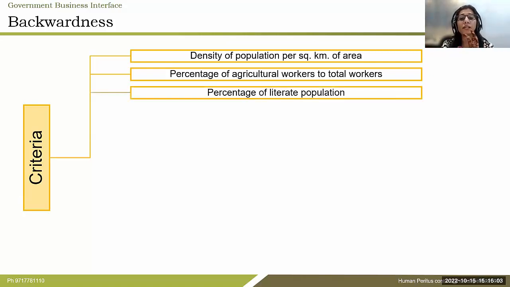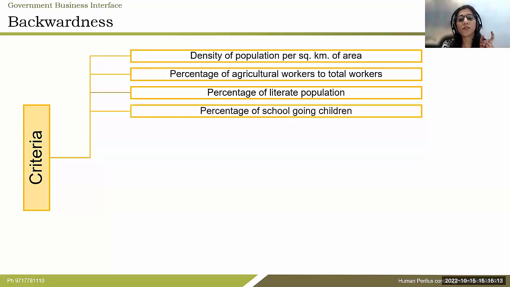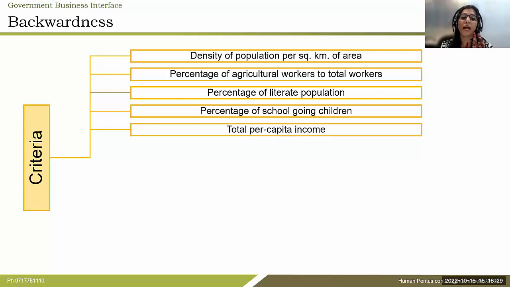Next is the percentage of literate population. It is self-explanatory. If there are more literate people, we obviously consider that area more advanced. Next is the percentage of school-going children. Obviously, if there are more school-going children, that means people are literate enough and aware of the educational opportunities and the importance of education, and we consider them advanced. Next is the total per capita income of people in the area. If it is more, it is more advanced. If it is less, it is backward.